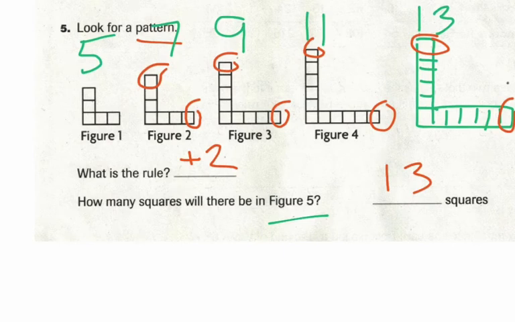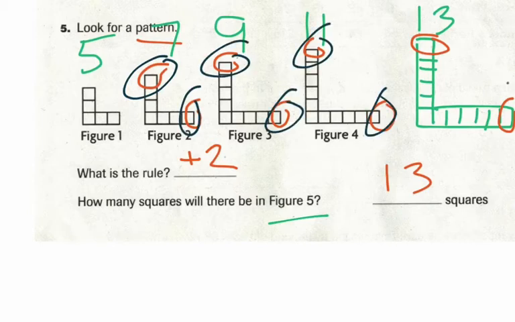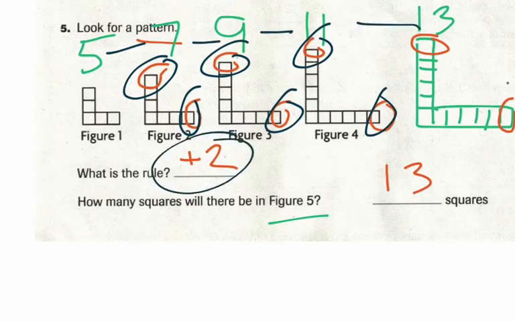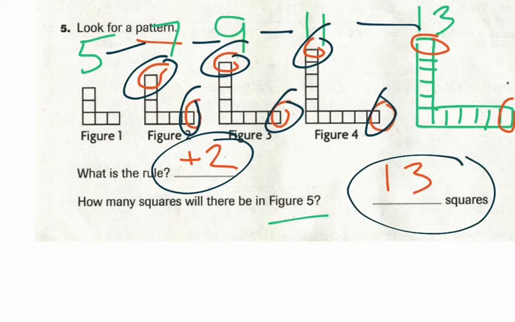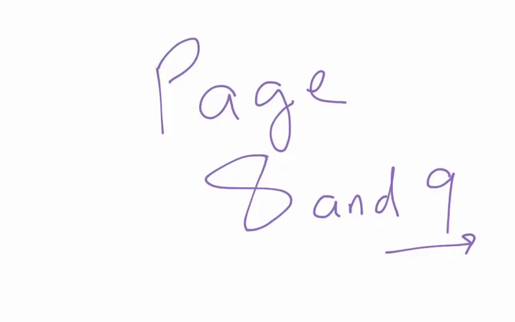Same problem here, looking for a change or delta. It's pretty easy to see that the change is on the side and on the top for each figure, but the number pattern is easier. You see that it's also a +2 pattern, so there would be 13 squares on the last one, and I've drawn a really great picture for you. Page 8 and 9.